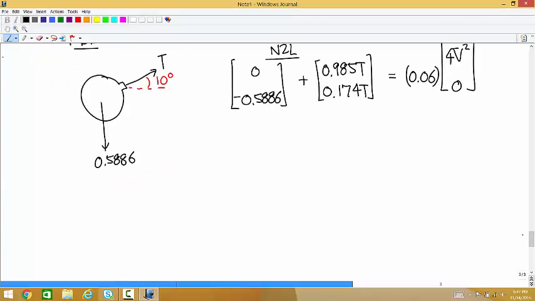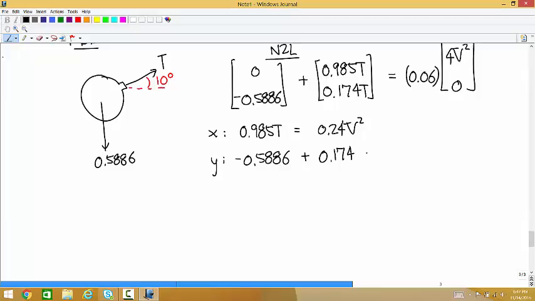And so we get two equations. The x equation says 0.985 T is equal to 0.24 v squared. We can't solve that because that has two variables in it. The y equation says negative 0.5886 plus 0.174 T is equal to 0. So this one we can solve for T. So what's 0.5886 divided by 0.174?